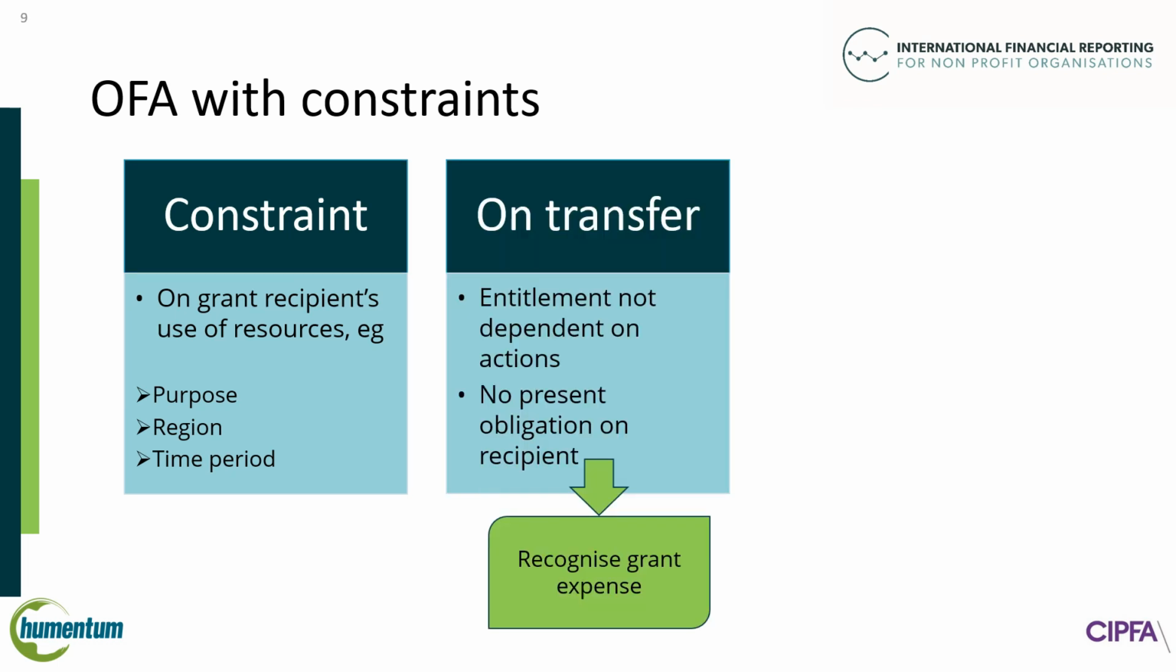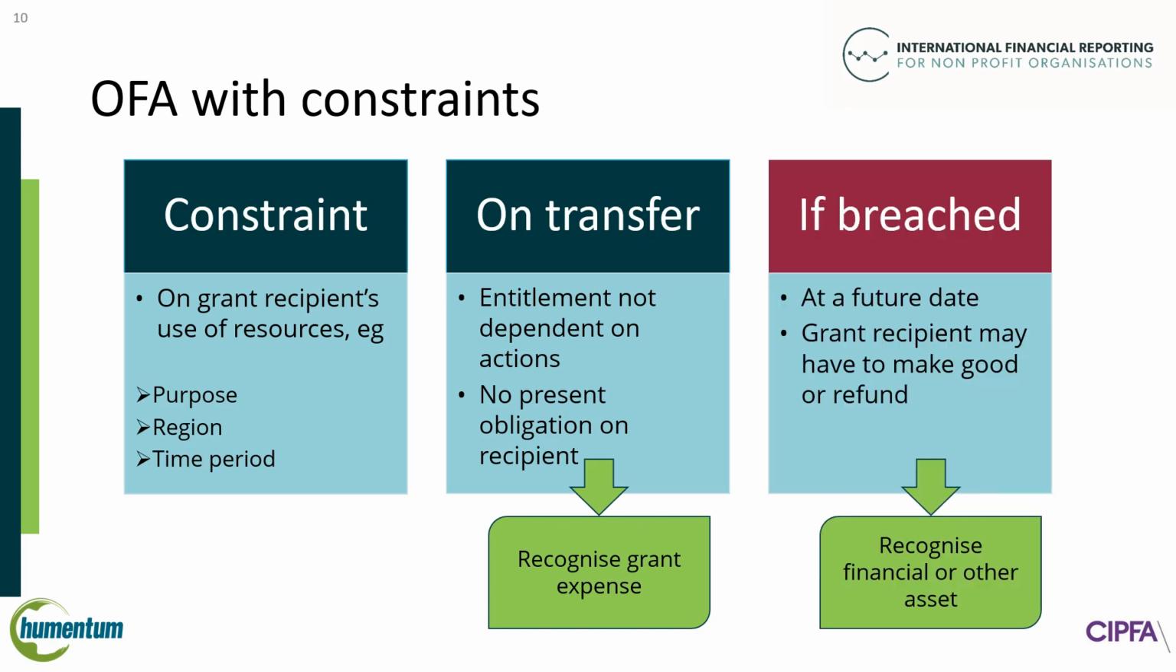In an OFA, by definition, the grant recipient's entitlement to the revenue is not dependent on it achieving specified outcomes, or carrying out certain activities or actions. For that reason, there is no present obligation on the recipient, and any constraints in the agreement do not normally affect the recognition of the grant expense. The expense will still be recognized on the transfer of resources, as the grant recipient will be expected to meet the terms in the agreement.